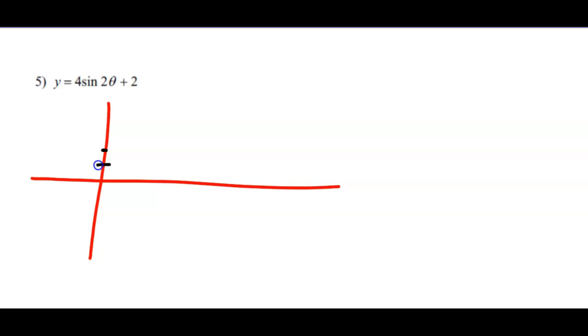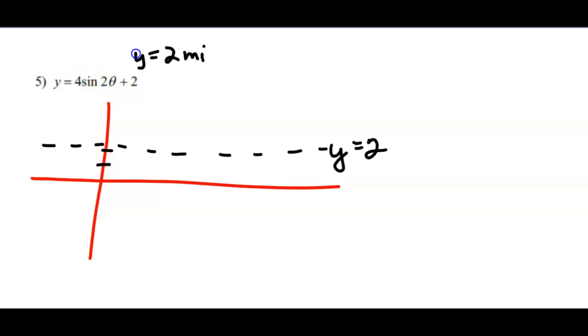All right, so it goes up to and that's the midline. And it has an amplitude of 4. So it goes 4 above that, which would be 3, 4, 5, 6. And 4 below 2, which would be down to -2. No phase shift.